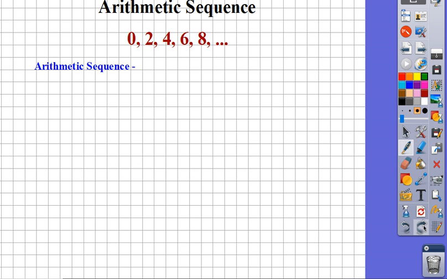Good morning, and today we're going to talk about arithmetic sequences. What is an arithmetic sequence?